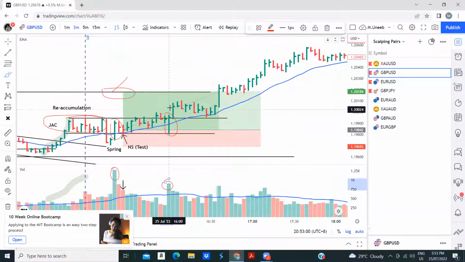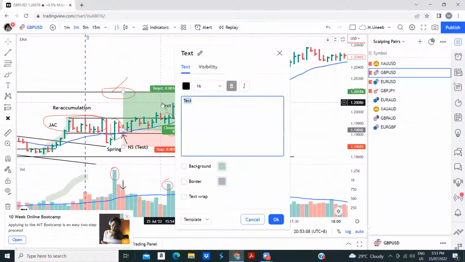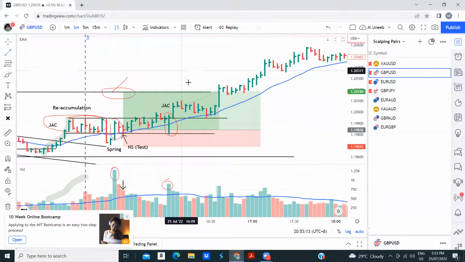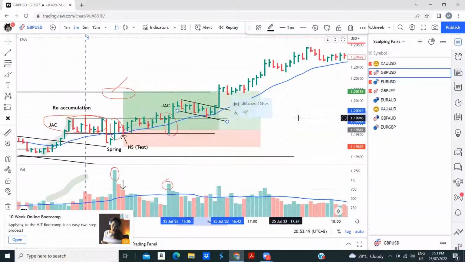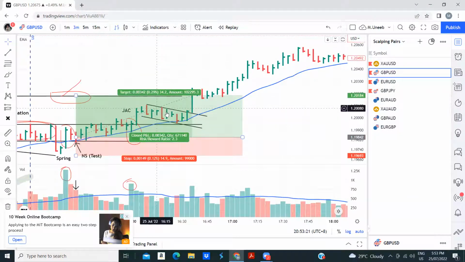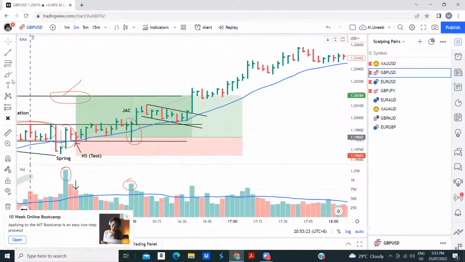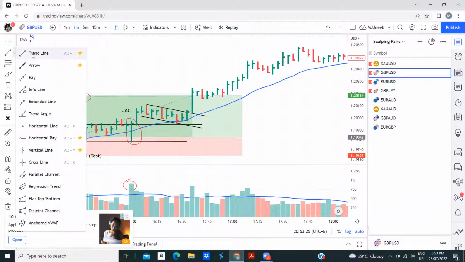And then we have a jump across the creek here. Perfect volume, right? It goes here. Jump across the creek. So we have another JAC here. And now I told you, after JAC, what will follow? Reaccumulation process. So we join these two bars. This is a third type of reaccumulation. And now what do we see here? The price comes down here. And what do we see at this point?